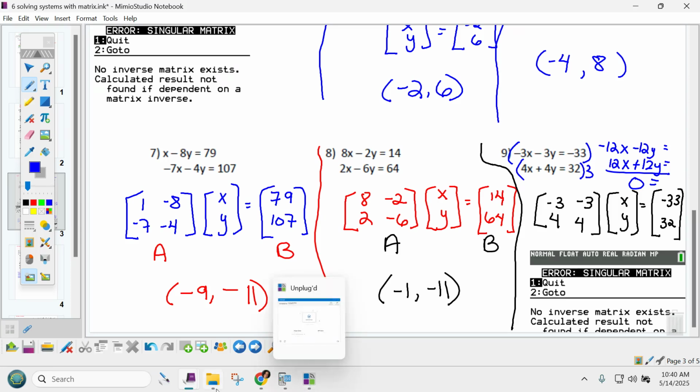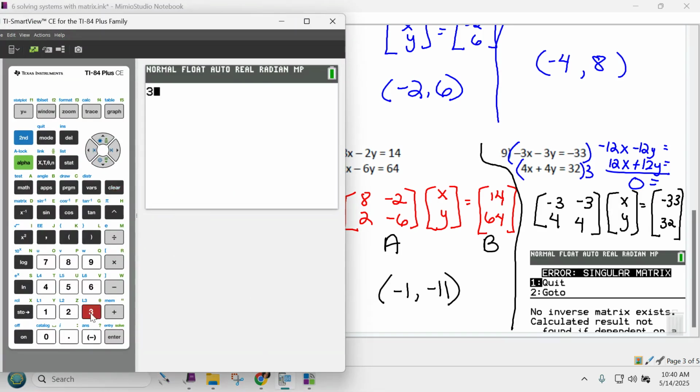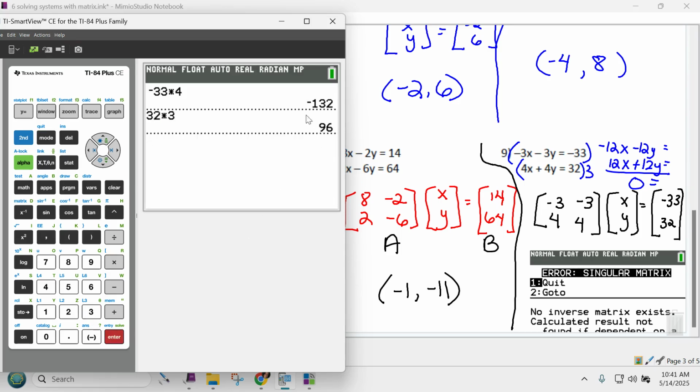So that side's going to add to 0. Let's see what 30, negative. Okay, -33 times 4. And then let's do 32 times 3. Okay, see how they're different numbers? So they're going to add to a number that's not 0. So this is a not true situation. So this problem is no solution.